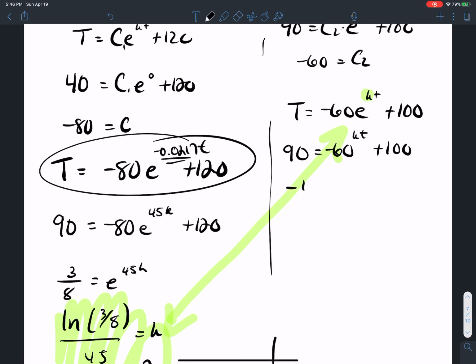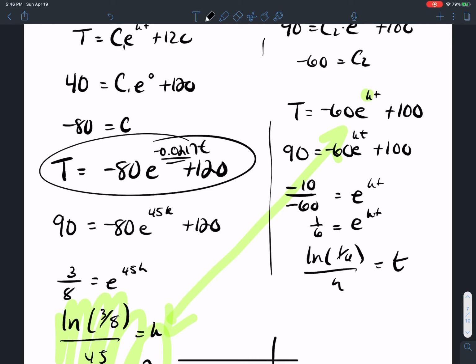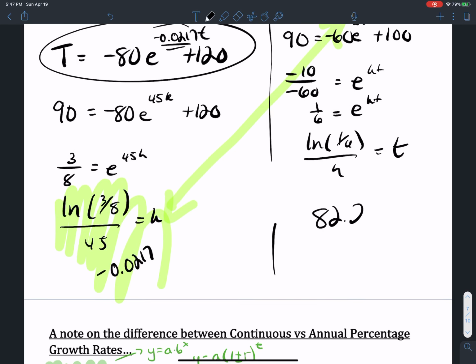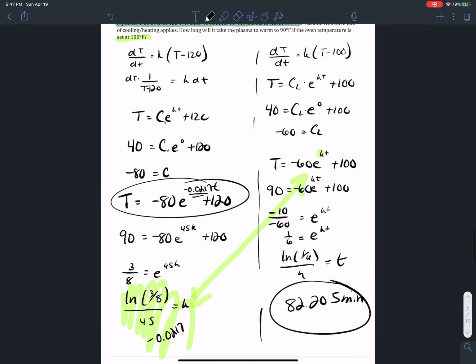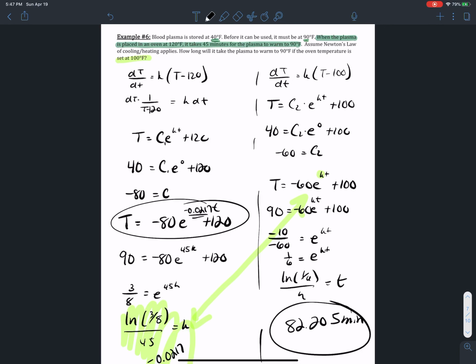So we get negative 10 over negative 60. I forgot my e, sorry. e to the KT. So 1/6 is equal to e to the KT. So the natural log of 1/6 divided by K should be our T. And again, by K, that's that specific value that we have stored on our calculator. And we get 82.205 minutes. So in that new oven, it's going to take 82 minutes to get there. So that's our application of differential equations with growth and decay.